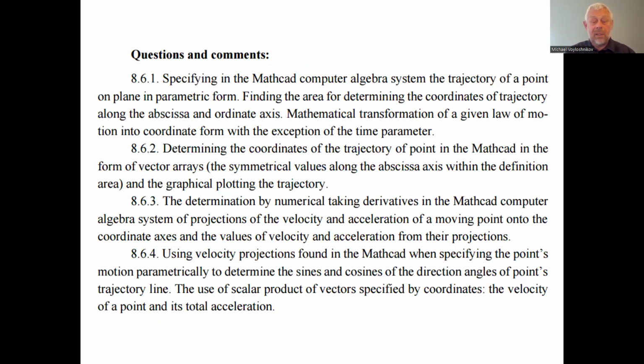Specifying, in the Mathcad computer algebra system, the trajectory of the point on the plane in parametric form, finding the range for determining the coordinates of the trajectory along the abscissa and ordinate axes. Mathematical transformation of a given law of the motion into coordinate form with the exception of the time parameter. This is just explaining what we have to do to find the trajectory shape in Mathcad or without Mathcad. We have to exclude the time parameter. If we want to find the trajectory, we have to have the dependence of the ordinate on the abscissa.